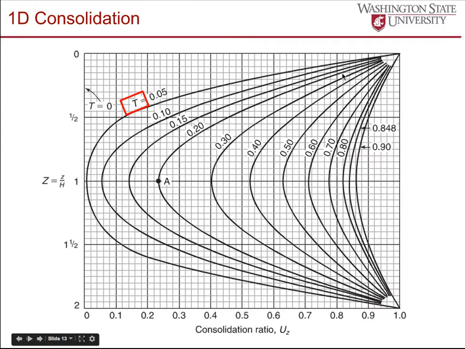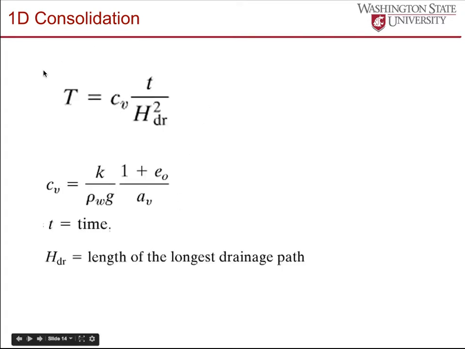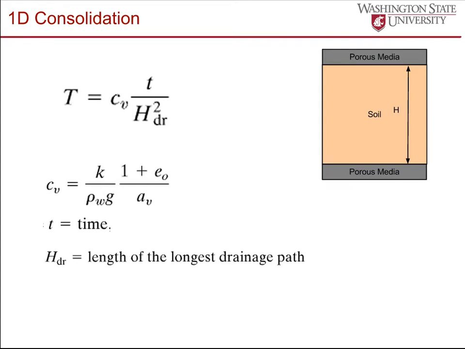If we solve that equation, it will represent one of these lines here. And so how does time come into play with that? This time factor is going to take that CV, which we just talked about here. It's also going to take time and our HDR into consideration. What we want to focus on here is the HDR, that's the length of the longest drainage path. To illustrate that, if we have a soil, the important thing to note is we have porous media on top and bottom. So for this one, the length of the longest drainage path is going to start in the middle and operate out. So our HDR is actually H over 2.